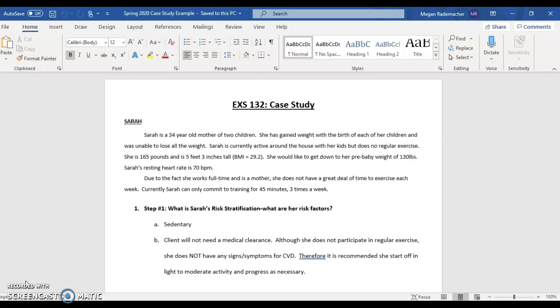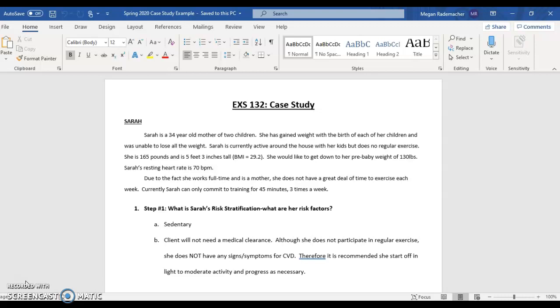Her name is Sarah. She's a 34-year-old mother of 2 children. She's gained weight with the birth of each of her children and was unable to lose all the weight. Sarah is currently active around the house with her kids, but does no regular exercise. She's 165 pounds, is 5 feet 3 inches tall, so she has a BMI of 29.2. She would like to get down to her pre-baby weight of 130 pounds.